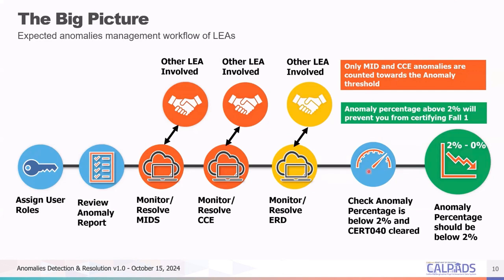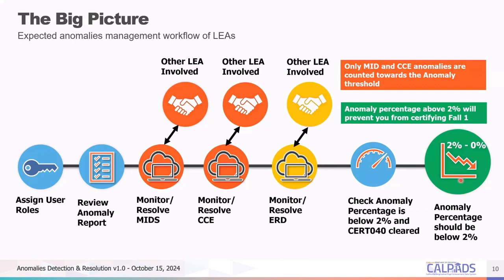And then of course, you have to check the anomaly percentage that shows up on your certification page, right? For Fall 1, you will be allowed to certify if the anomaly percentage is below 2%. If your anomaly percentage is above 2%, then obviously it will trigger a Cert 4 and will prevent you from certifying. So the goal is to bring down your anomaly percent to below 2%, or better yet, make it zero.